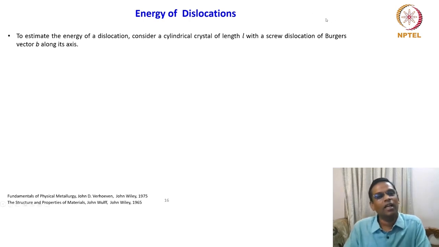Okay. So now we are going to look at the estimation of the energy of a dislocation. So what do we do? To estimate the energy of a dislocation, we can consider a cylindrical crystal of length L with the screw dislocation of Burgers vector b along its axis.